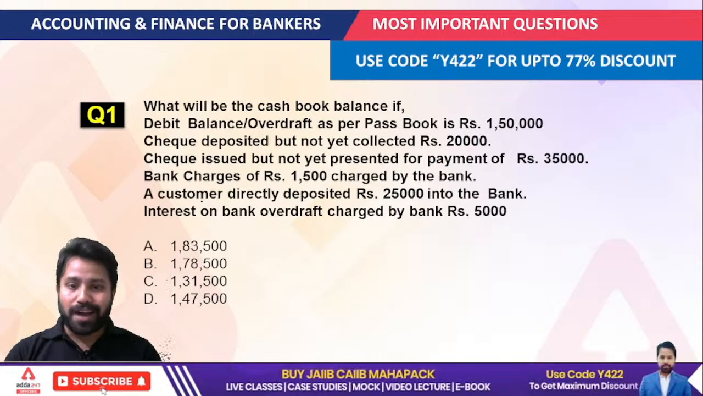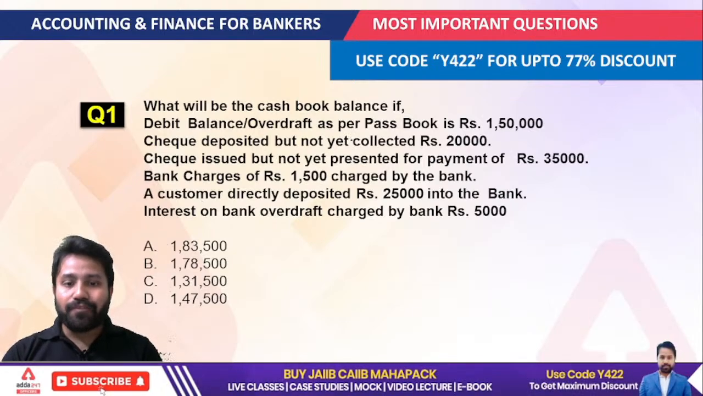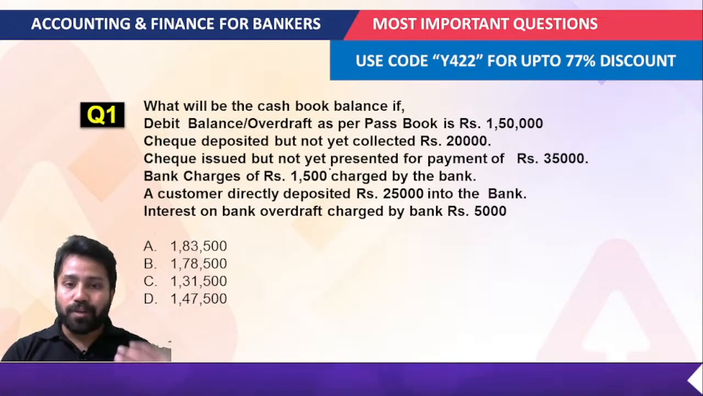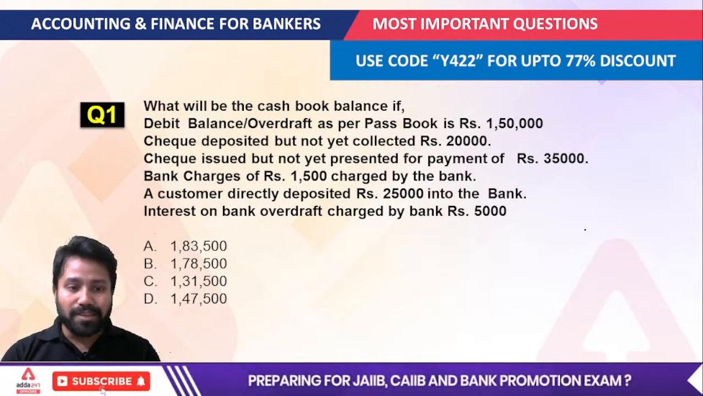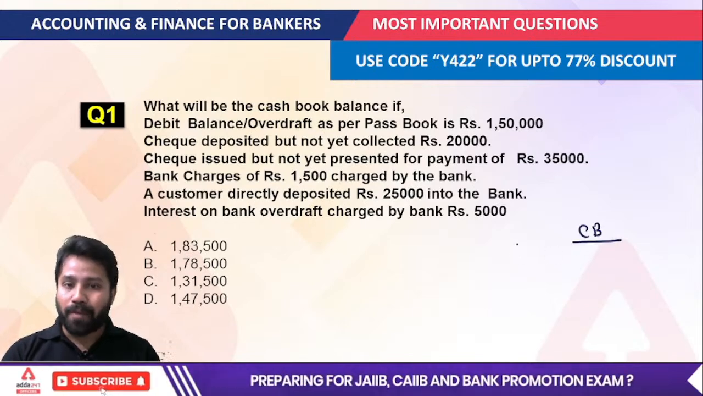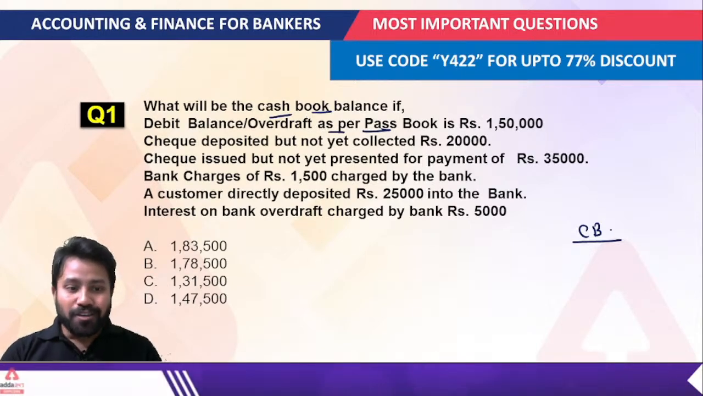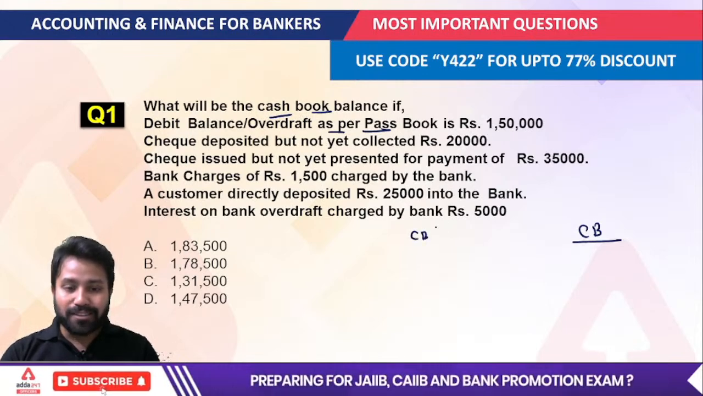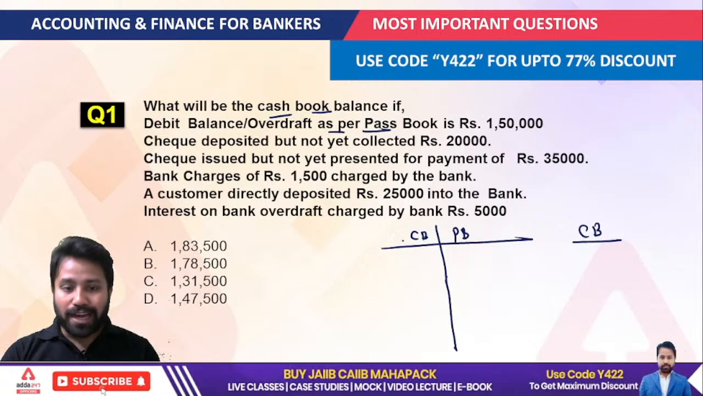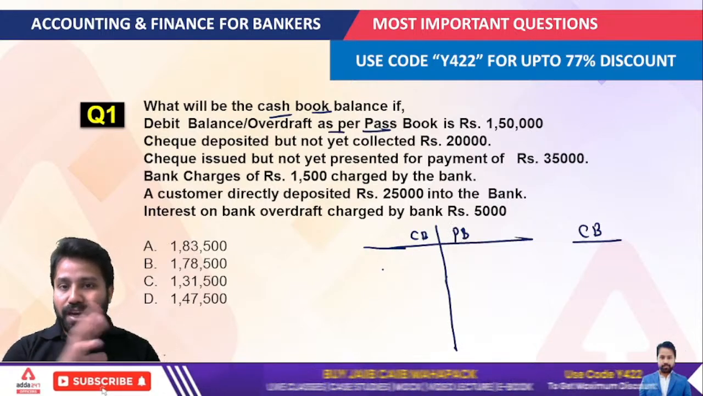Just quickly understand that whenever we have a passbook balance given, that clearly means we have to find out the cash book balance. Here the passbook balance is given, and the question is what will be the cash book balance. So just write here cash book and make a table like this, cash book and passbook. After that, just read every condition one by one.